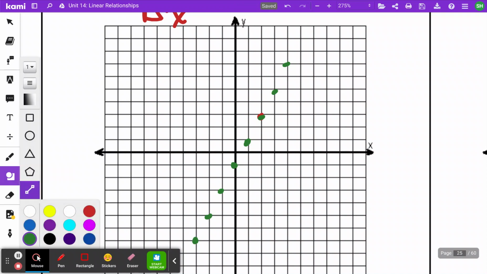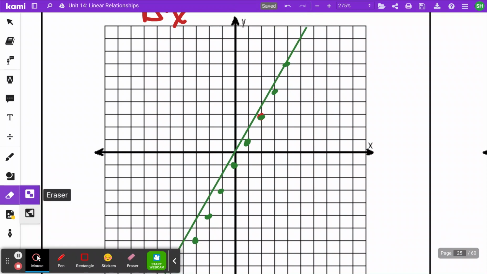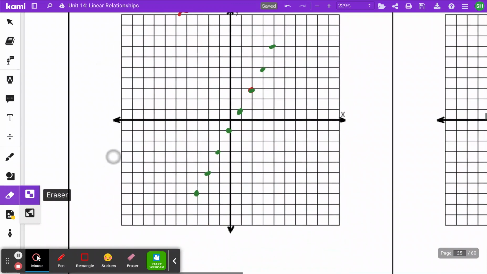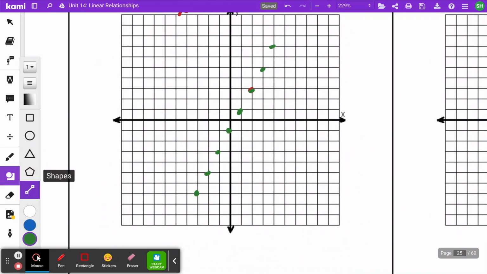And that allows us to actually connect our dots still just like we did on the sheet yesterday. So let me go ahead and show that to you. Here we go. They all line up.